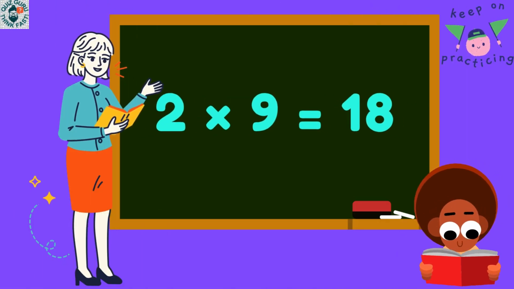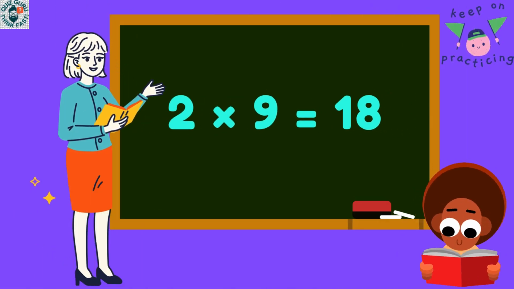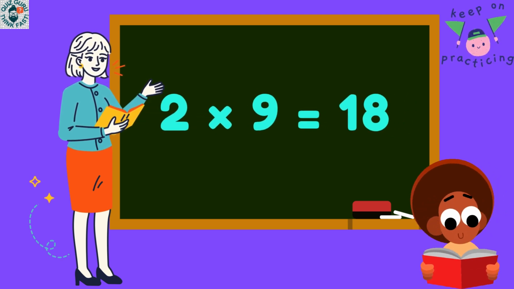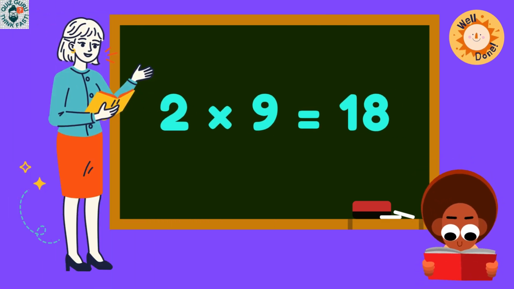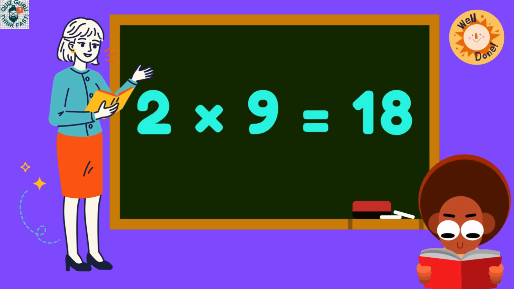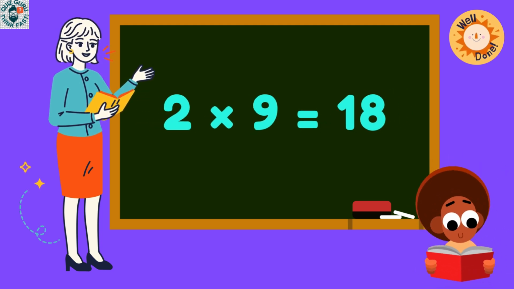2 times 9 is 18. 2 times 9 is 18. 2 times 9 is 18.